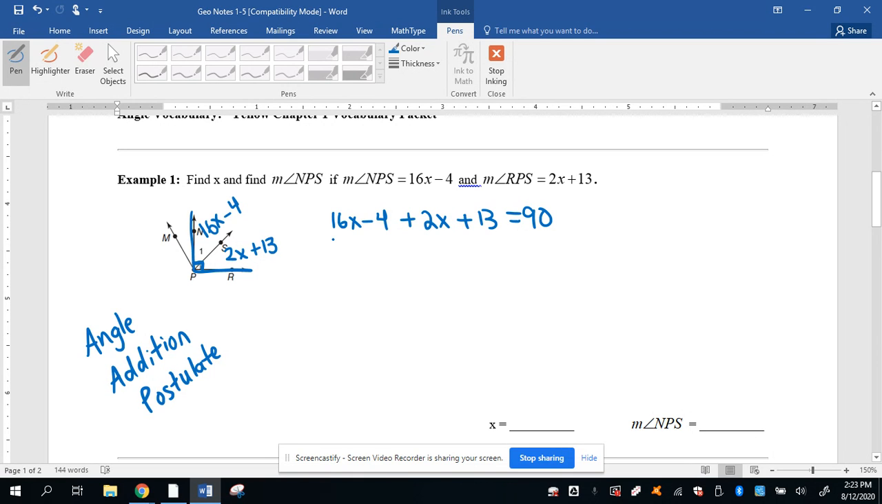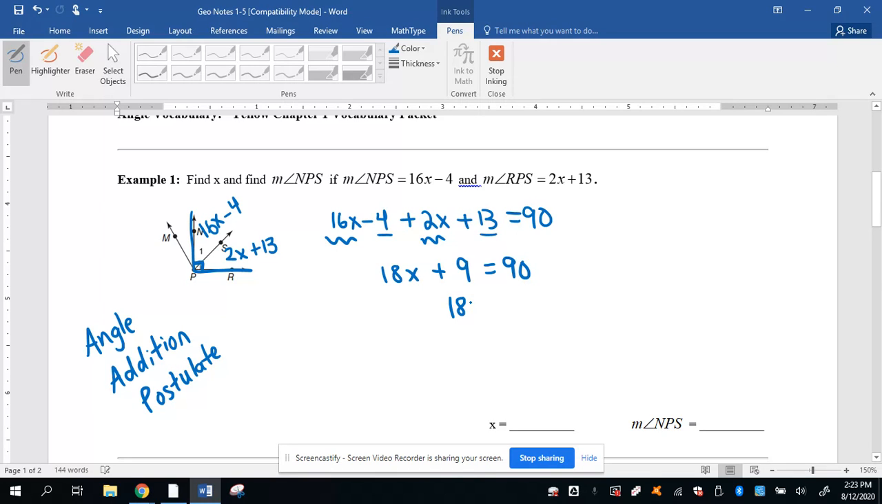So let's go ahead and solve. We have 18x plus negative 4 plus 13, which is plus 9, equals 90. Subtract 9 from both sides, so 18x is 81. Divide both sides by 18, and so x is 4.5.